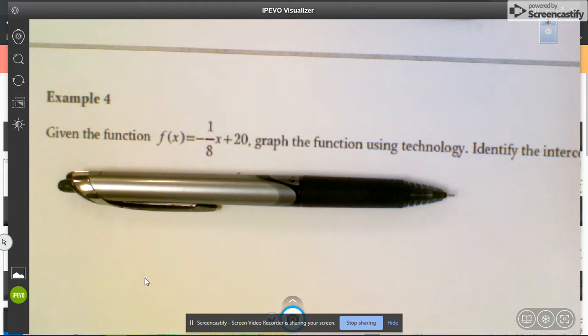All right, so for these last two examples here, we want to talk about how to use Desmos. You're given the function f of x equals negative 1/8 x plus 20. We're going to graph that and then identify both intercepts.